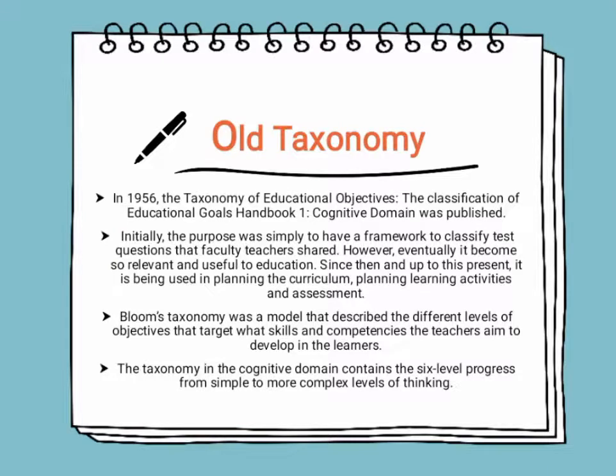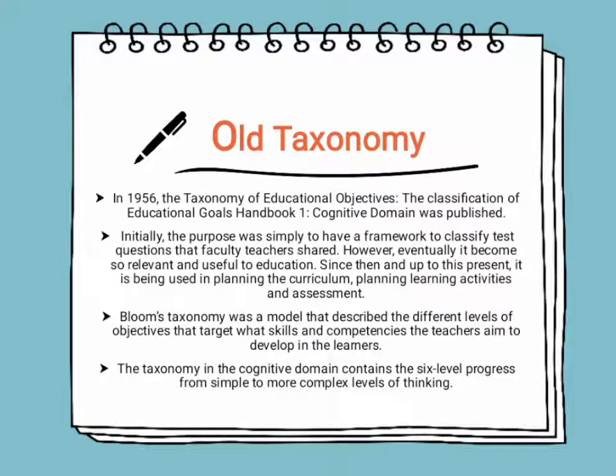First, we had the old taxonomy. In 1956, the Taxonomy of Educational Objectives, the Classification of Educational Goals Handbook 1 Cognitive Domain was published. Initially, the purpose was simply to have a framework to classify test questions that faculty teachers shared. However, eventually it becomes so relevant and useful to education. Since then and up to this present, it is being used in planning the curriculum, planning learning activities, and assessment.